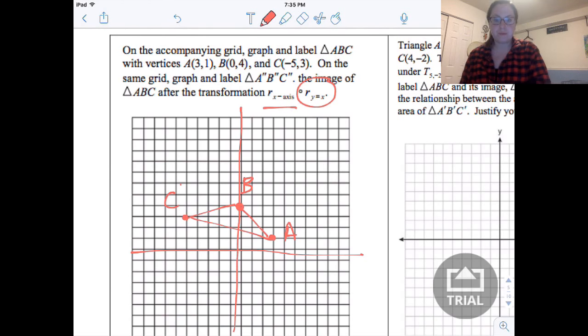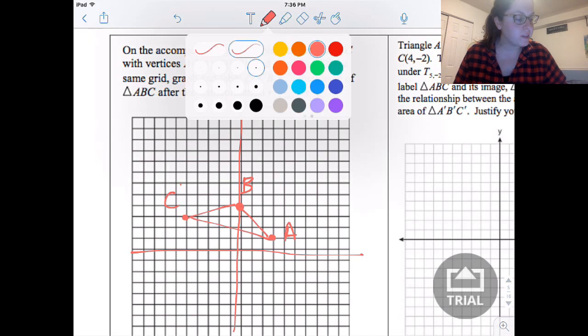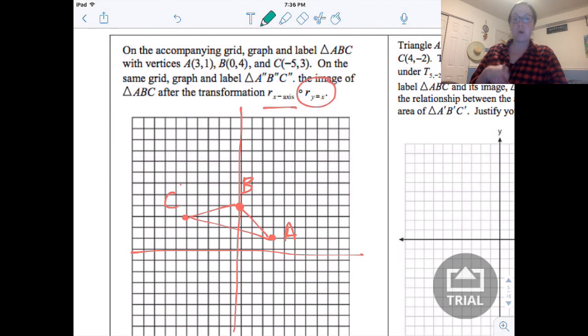Okay. The first thing I'm going to do is reflect over y equals x. And this is the one that I said I would try to memorize. What's going to happen with y equals x is your coordinates are going to flip. So A was (3, 1). That means A prime will be at (1, 3). So that is A prime.